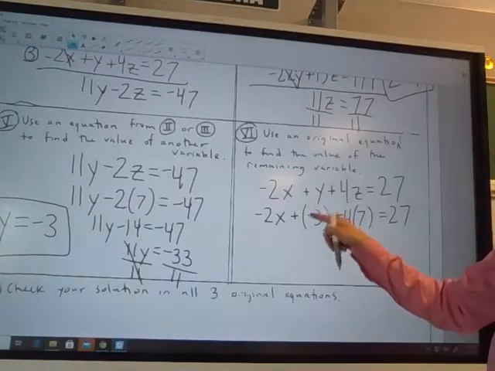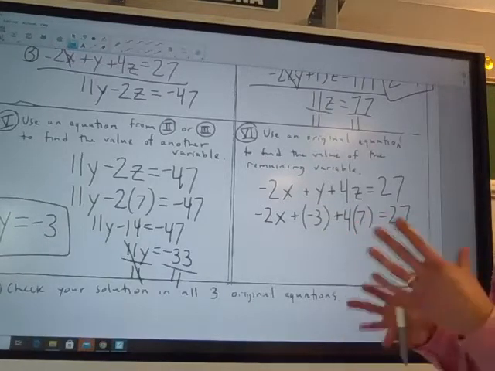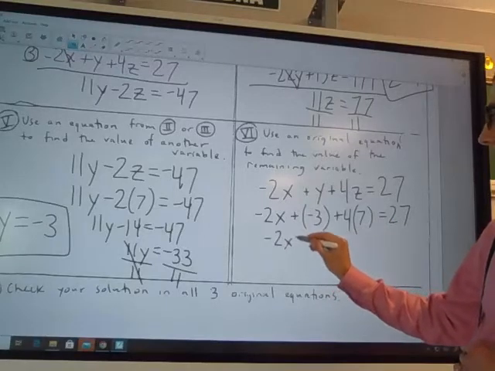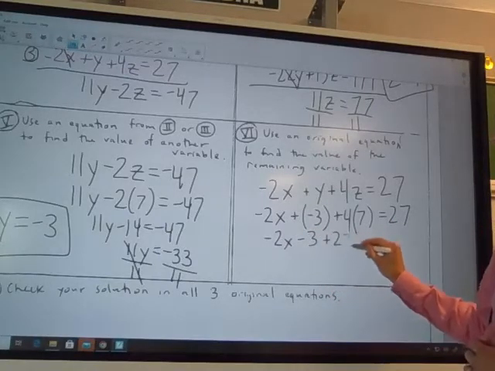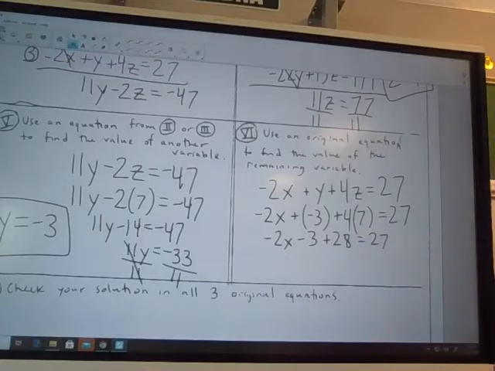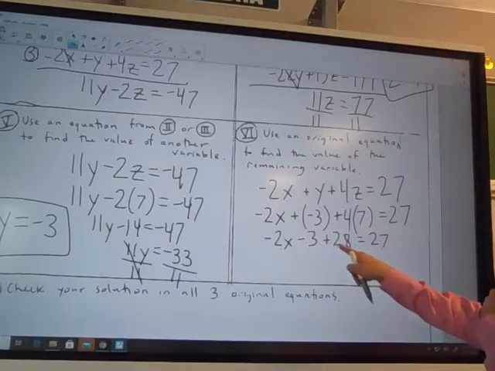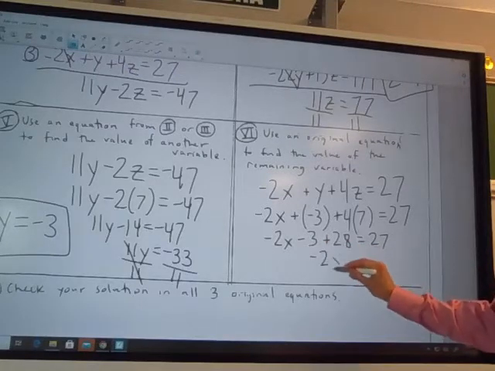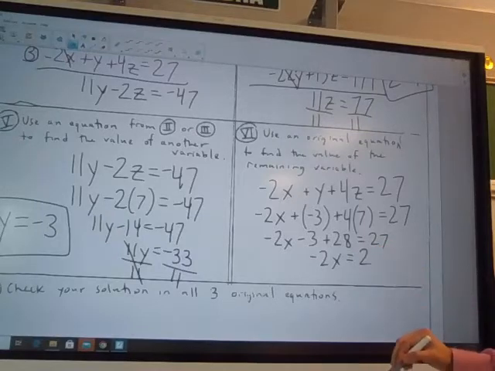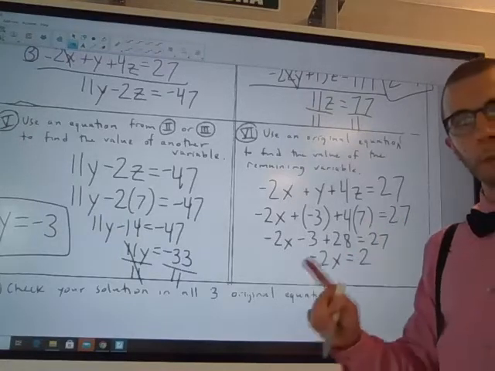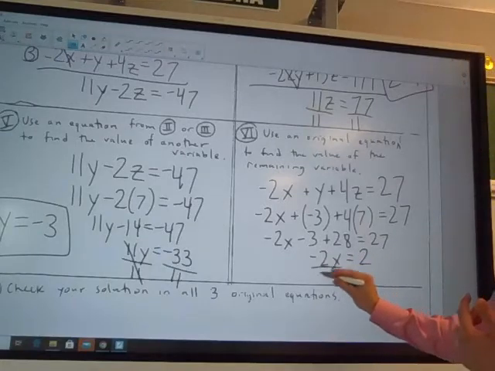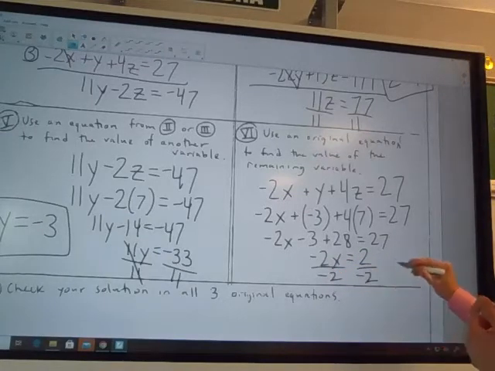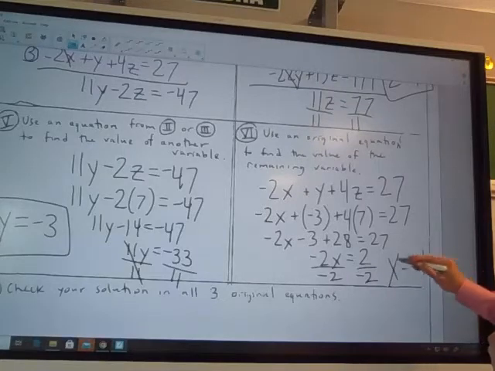Okay. Now I get rid of these parentheses by just cleaning it up a little bit. Negative 2x minus 3 plus 28 equals 27. All right. Then we combine these two. That would give us 25. So I'll subtract 25 from both sides to get negative 2x equals 2. Now I'm down to a one-step equation, which we all love. Divide by negative 2, divide by negative 2. We get x equals negative 1.